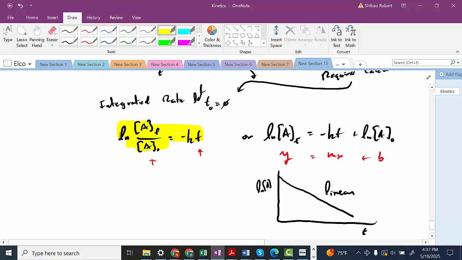And then we have this form of the integrated rate law, which you can get. Now, this form of the integrated rate law is interesting because M is the slope here. And so again, if I want to determine K, I can get it from the slope. K is equal to the negative slope from this line.